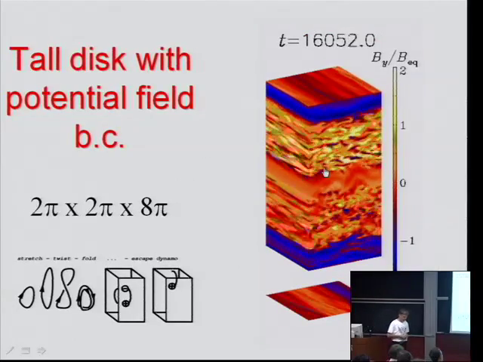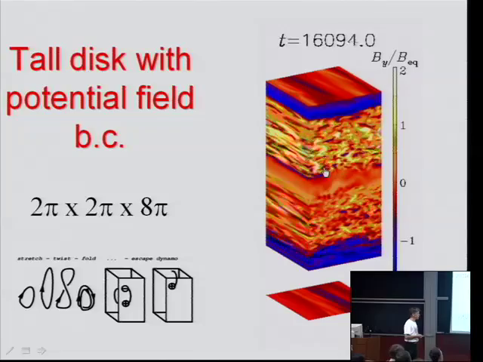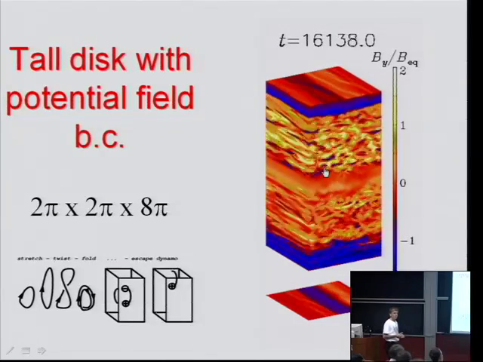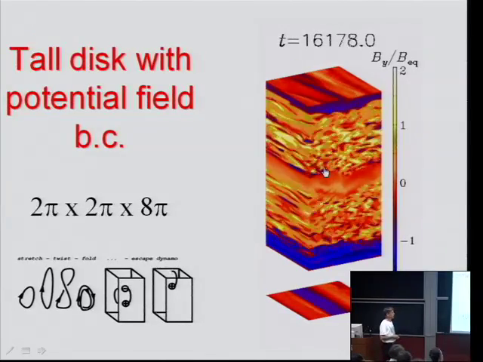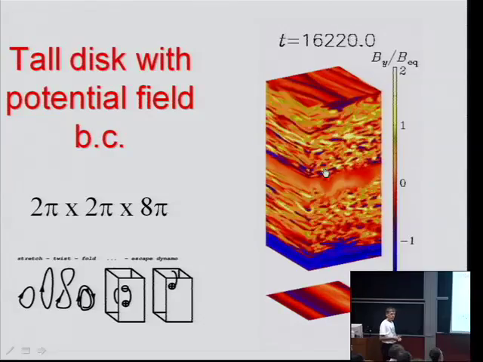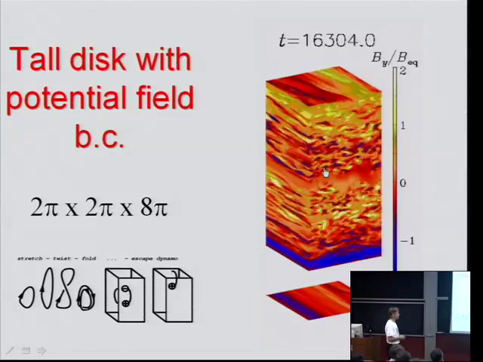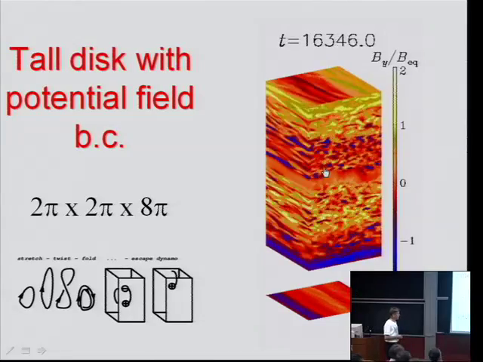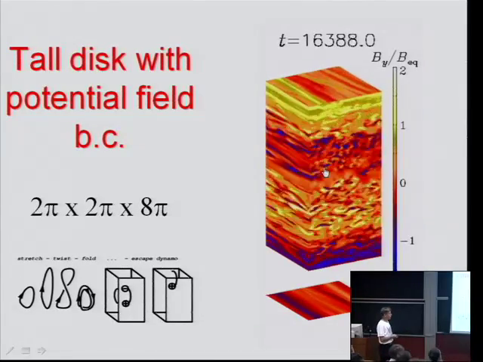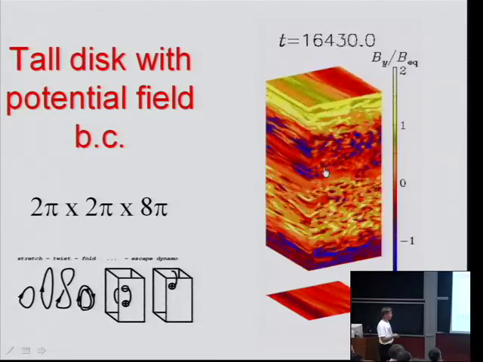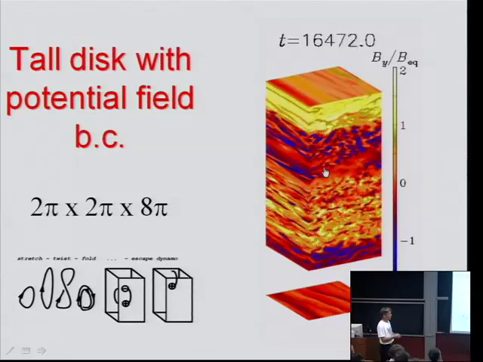Since these results have not been repeated with other codes in the following years, I went back just recently and calculated the same thing with the Pencil Code, that was not what was developed only afterwards. Here in this case, we have a tall box where the aspect ratio in the horizontal plane is 1:1, but then it's 4 times bigger in the vertical direction.